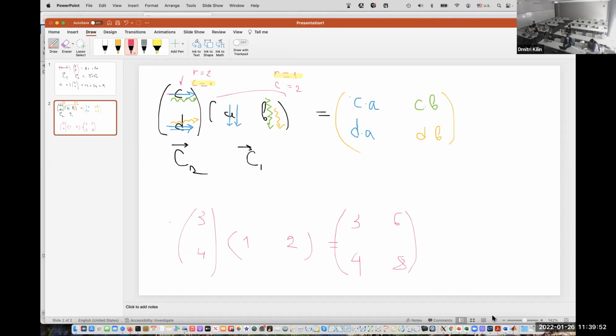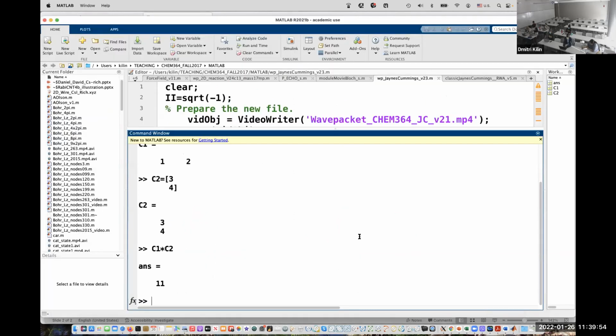Okay, now let's go to Matlab. Recall we have C2 as a column, C1 as a row, and now do C2 times C1. 3, 6, 4, 8. Make sense? Okay, please just do it. I know it's a very simple exercise, but I want to make sure we are all on the same page.